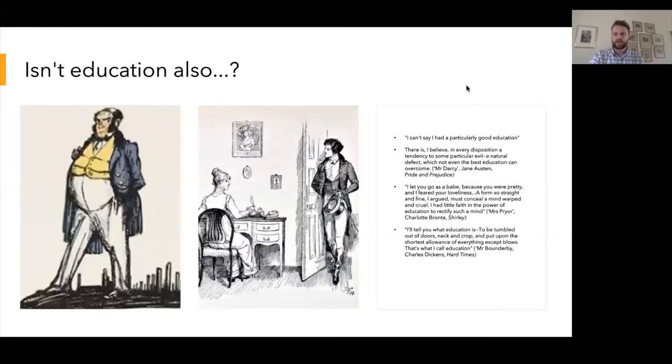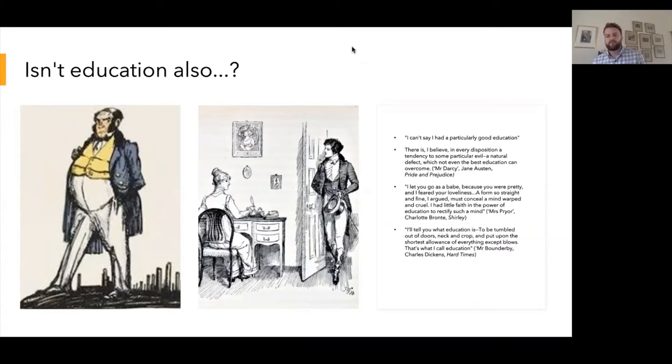Because after all, can't we also say things like the following? As they say, something like, "I can't say I had a particularly good education," doesn't necessarily conform with Hannah Arendt's notion that it is the point at which we assume responsibility for the world. There are many other examples, and I've just taken a selection from Victorian novels here, or Georgian Victorian, I suppose, where we're presented with lots of different variations on the word and different usages of it.